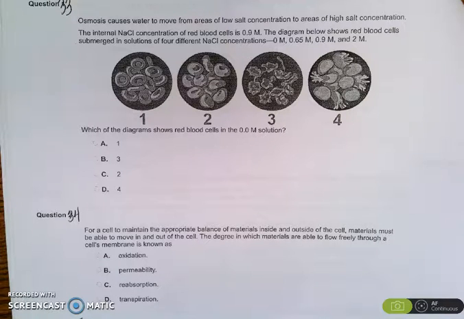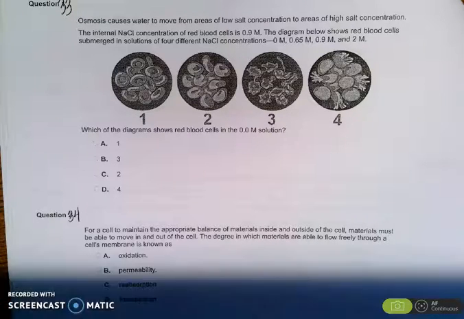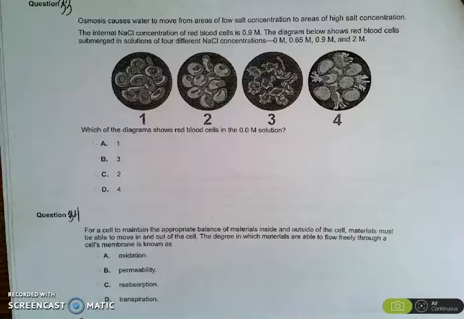Question 34. B. Oxidation is the chemical reaction in which electrons are transferred from one molecule to another. Permeability is the property or condition of being capable of having materials flow into and out of a membrane. In biology, reabsorption refers to the second process of urine formation, in which filtered fluid passes into a nephron, returning important substances to the blood. Transpiration is the loss of water by the leaves and stem of a plant.